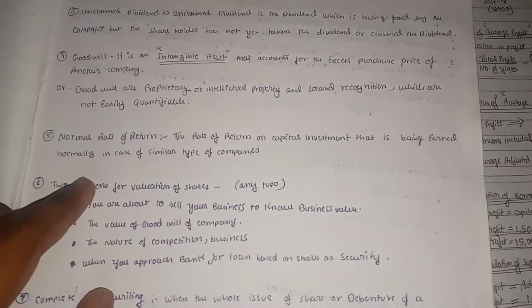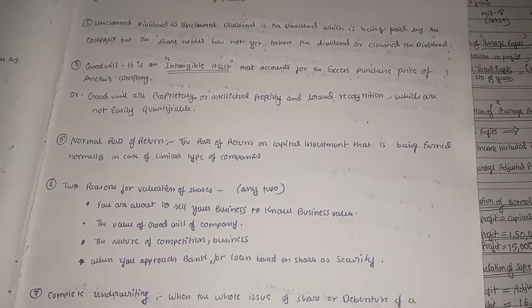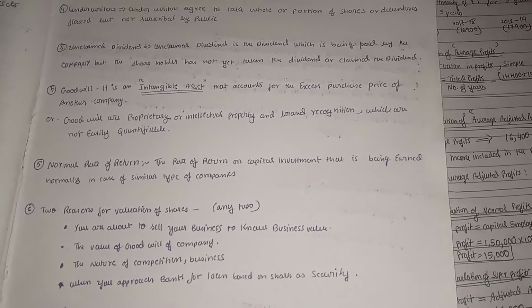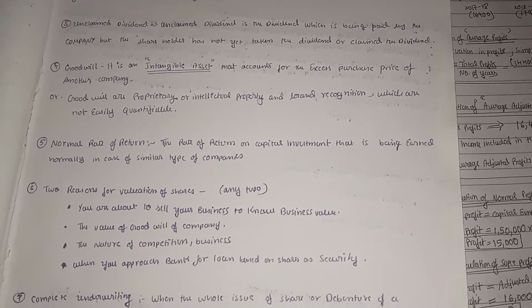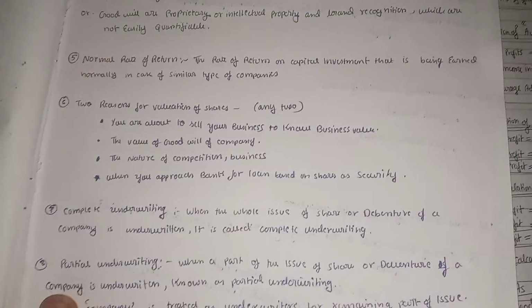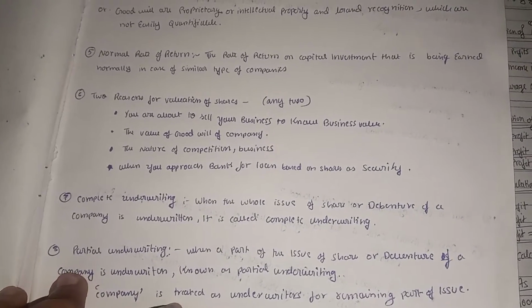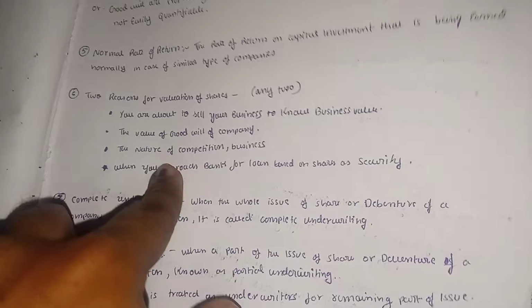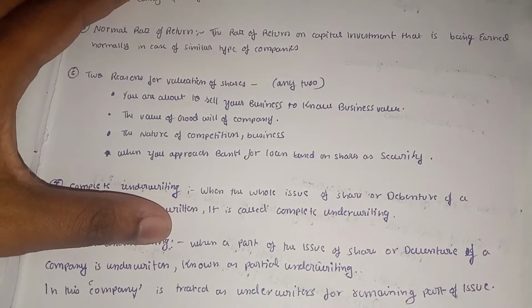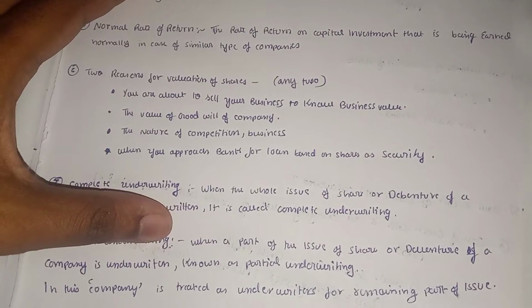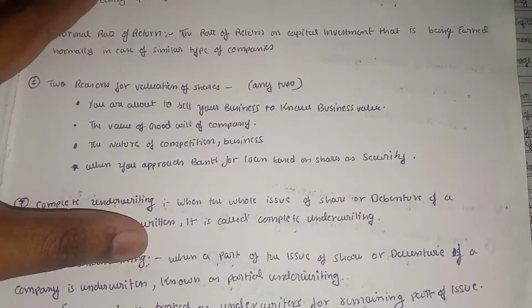Normal rate of return. The normal rate of return on capital investment that is being earned normally in case of similar types of companies. Okay, 2 reasons of valuation of shares. Here 4 reasons are there. You can write any 2. The value of goodwill of company, the nature of competition of business.